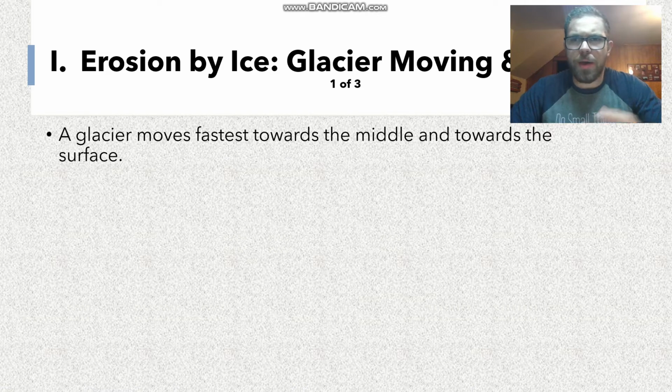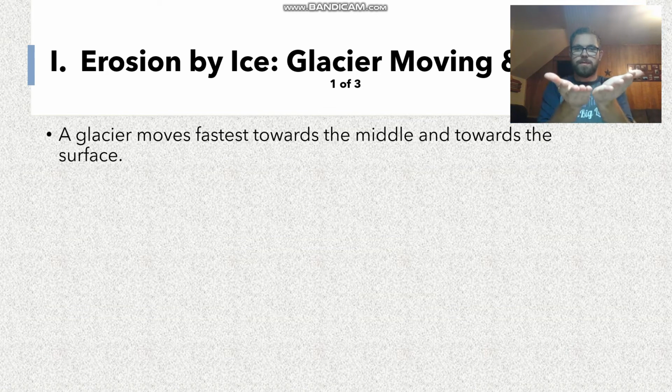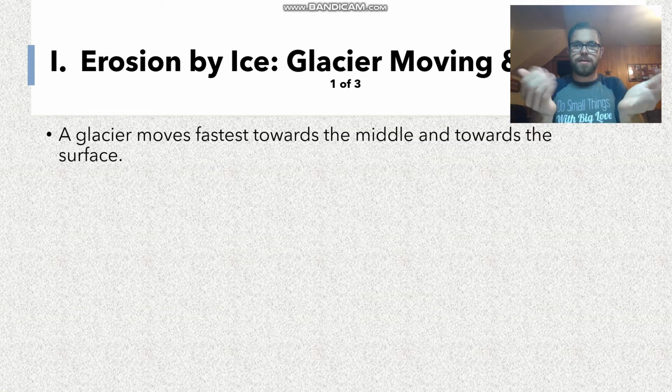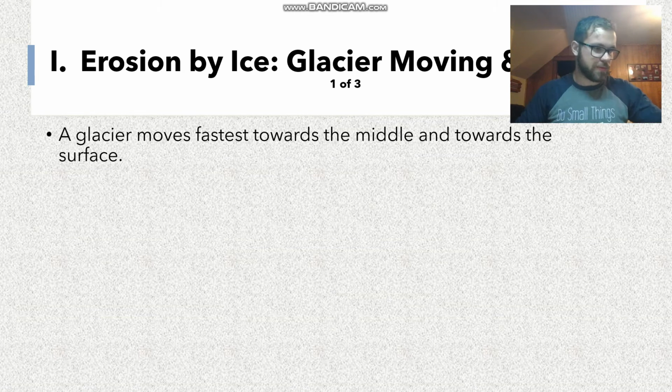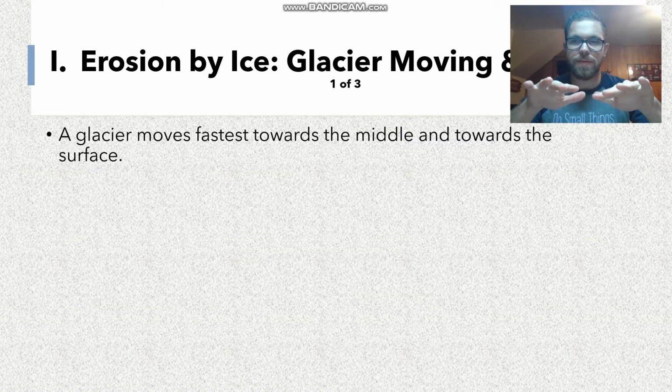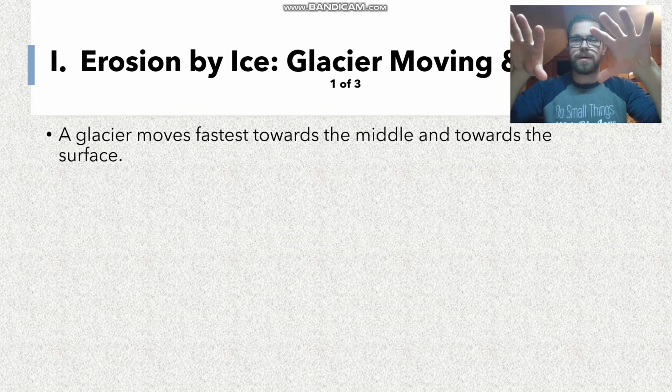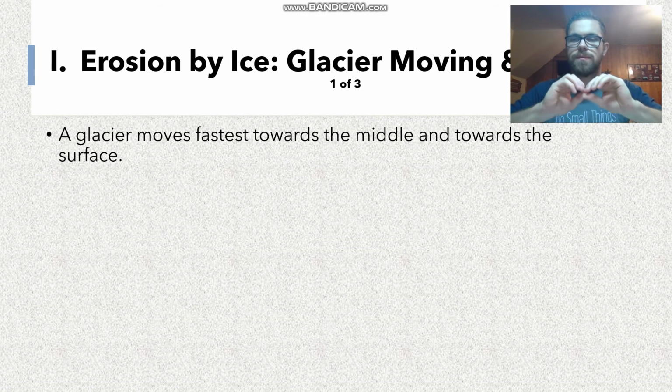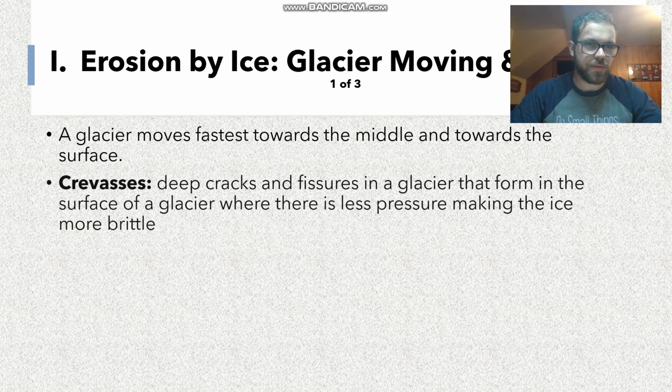All right, so let's talk a little bit about how they move, or what that does, and some of the effects that come about. So a glacier moves fastest towards the middle and towards the surface. If you think of a glacier fitting into a riverbed, it would flow fastest in the middle, which makes sense because down towards the sides is where it will be resisted by the dirt that it is pushing out of the way. Towards the surface in the middle is where it would have least resistance and it could flow the fastest. So it kind of makes sense.